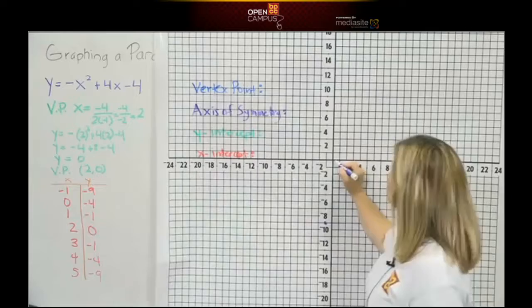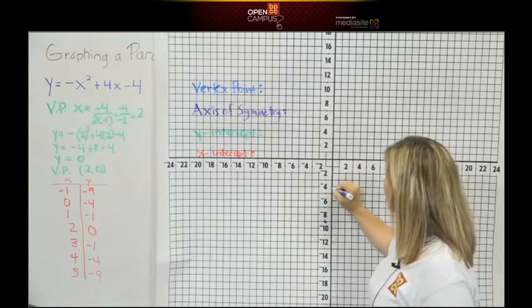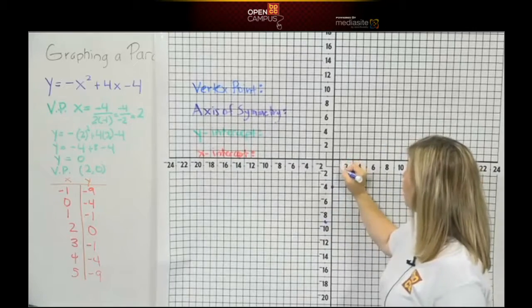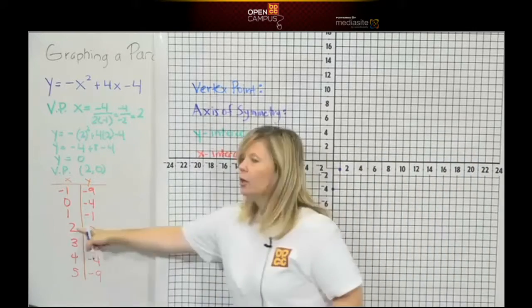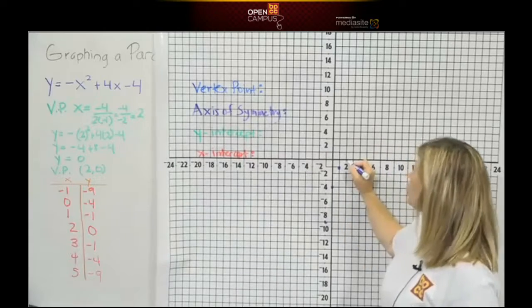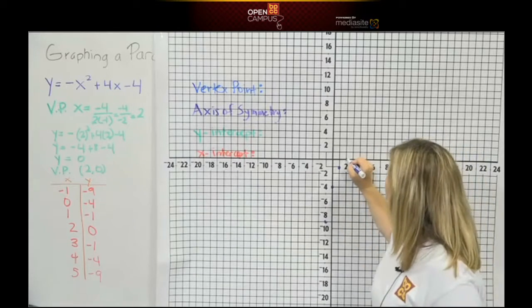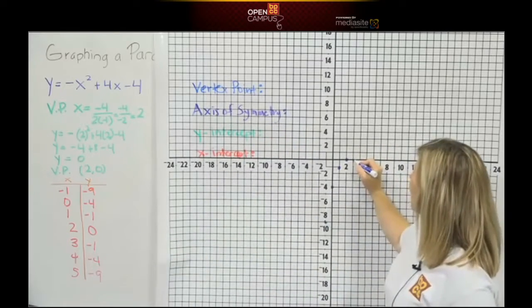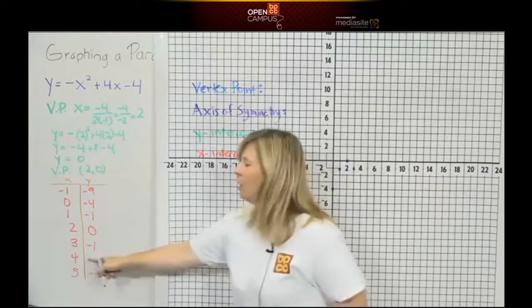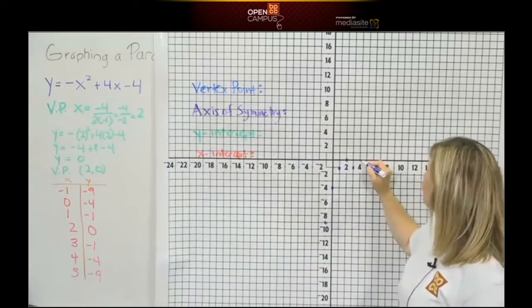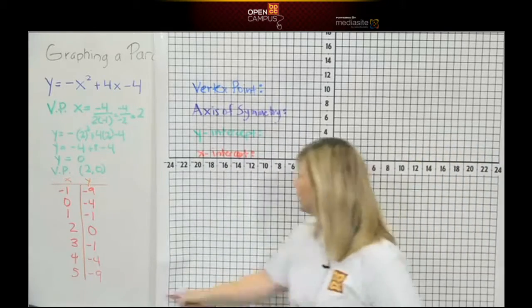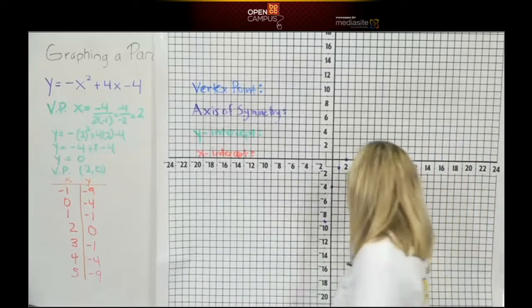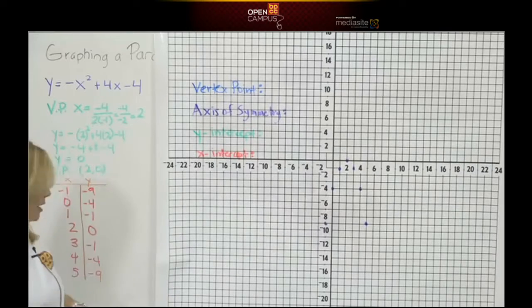(0, -4) means don't move right or left, just go down to the -4. (1, -1) means go right 1, down to -1. (2, 0) means go right 2, but then don't move up or down because the y value is 0, so you stay put. (3, -1) means move to the right 3, down 1. (4, -4), right 4, down to -4. (5, -9), right 5, down to -9. Now you can see the outline of your parabola.